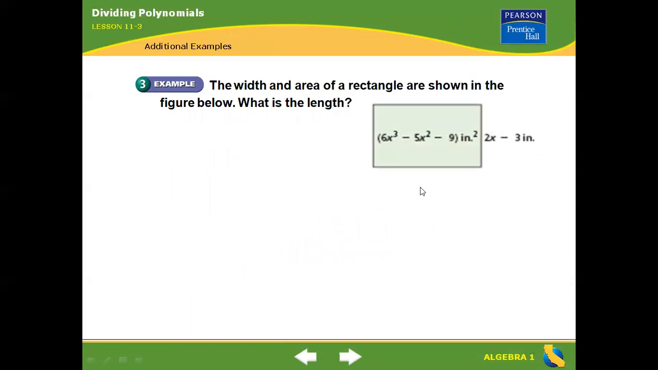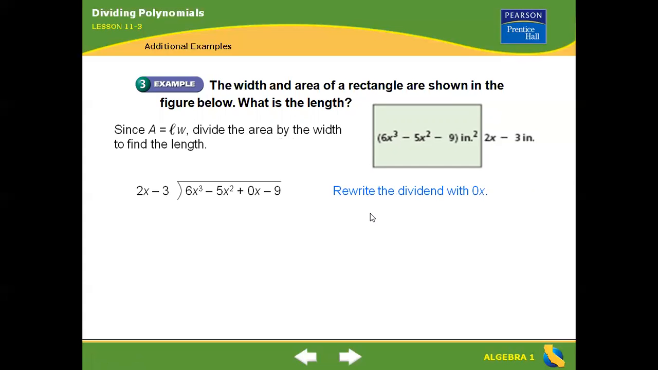Okay, let's take another example. The width and area of a rectangle are shown in the figure below. What is the length? In this problem, we are already given the area and the width of the rectangle. Since the area of a rectangle is equal to the length times the width, we simply divide the area by the width to find the length.